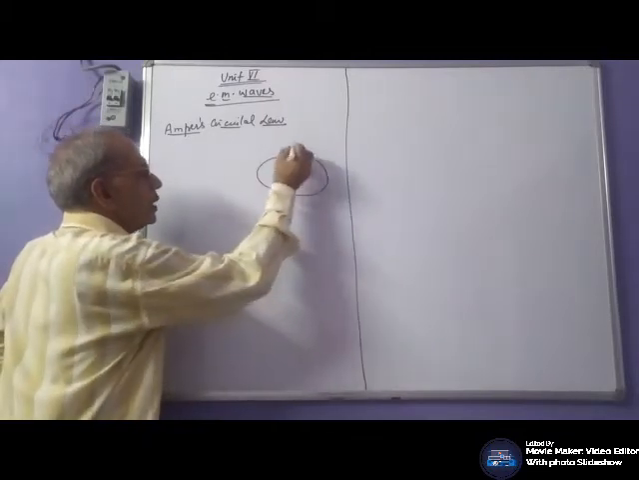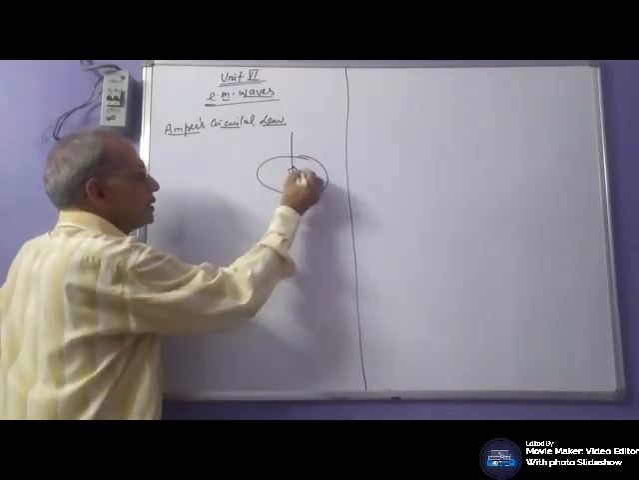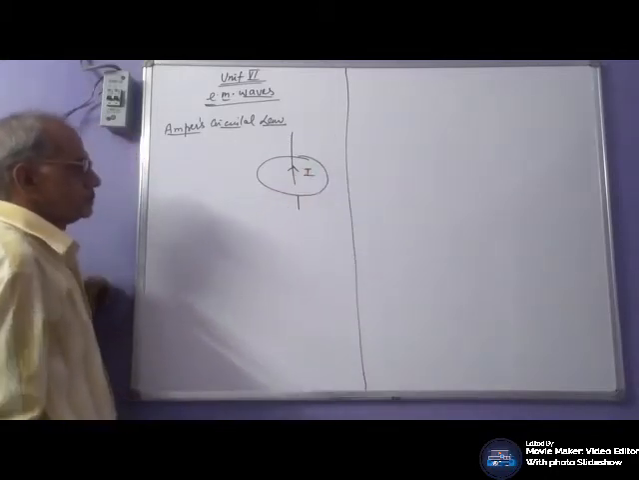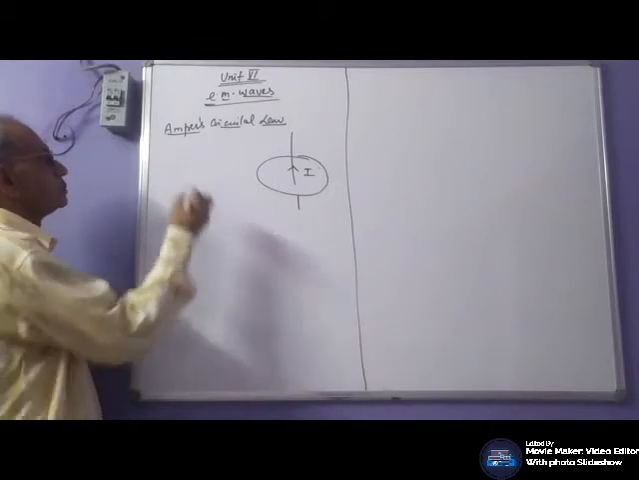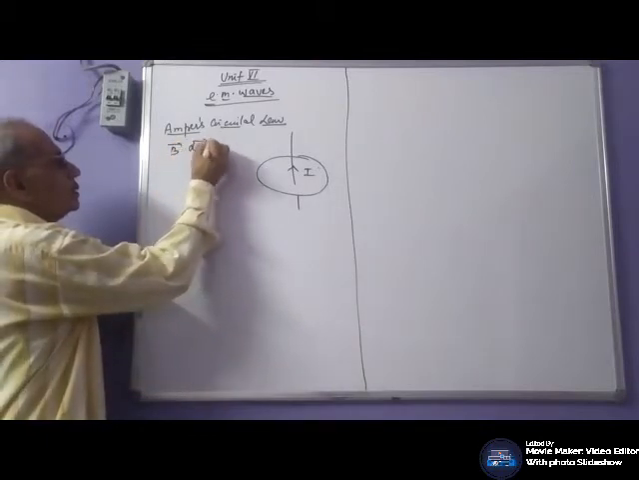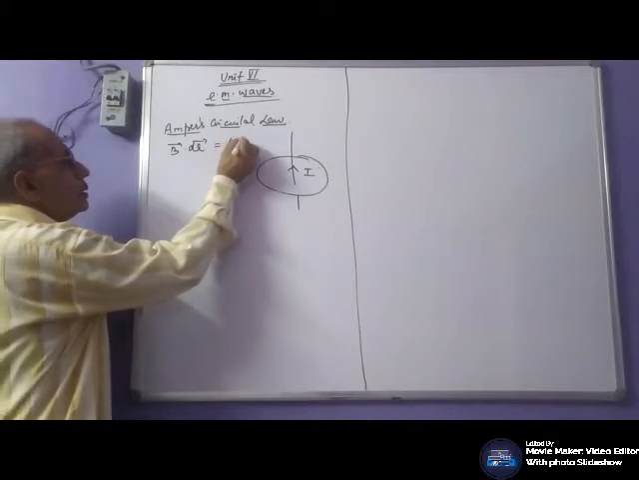This is a closed path. This is a conductor in this closed path. It is carrying current I. Then B dot dl is mu naught I.